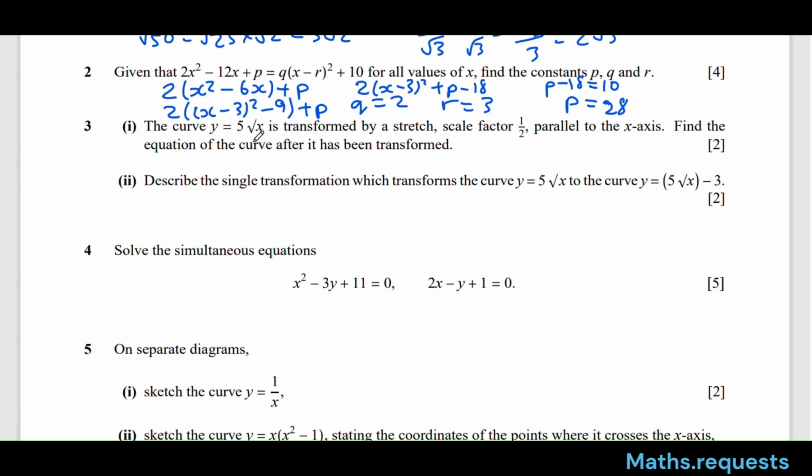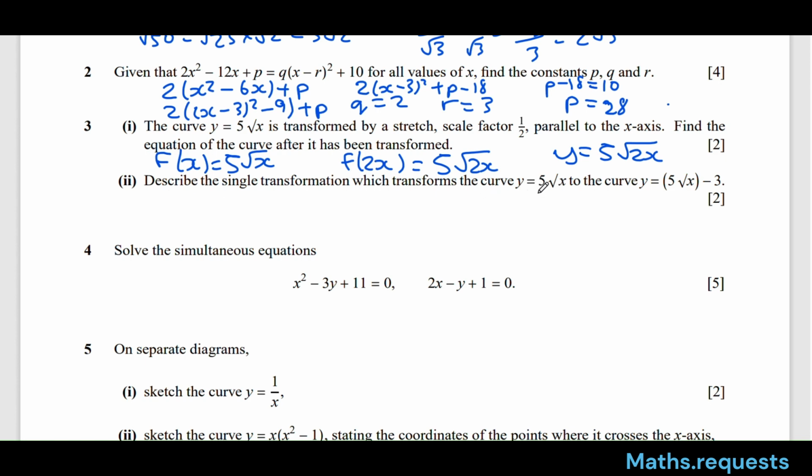The curve y equals 5 square root x is transformed by a stretch of scale factor half parallel to the x-axis. Find the equation of the curve after it's been transformed. So we know that f of x equals 5 square root x. So if it's been transformed by a scale factor of half parallel to the x-axis, that is the same as f of 2x. So it's just 5 square root 2x. So the equation of the curve after it's been transformed is 5 square root 2x.